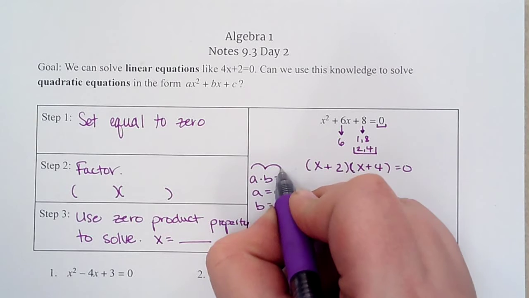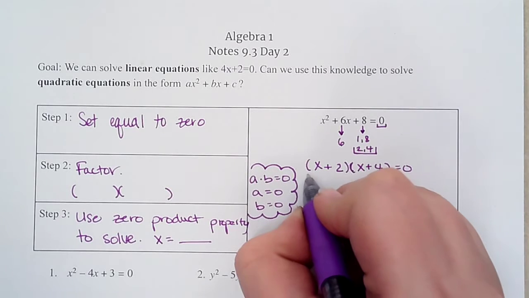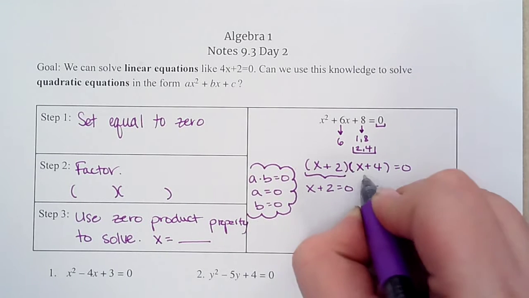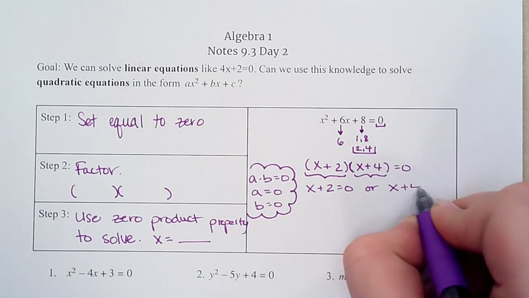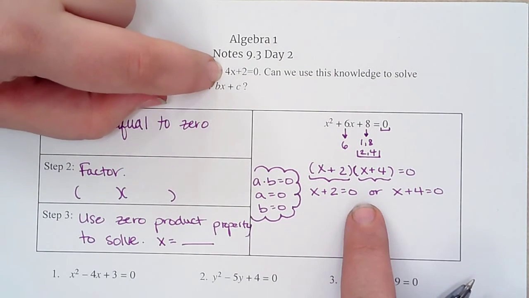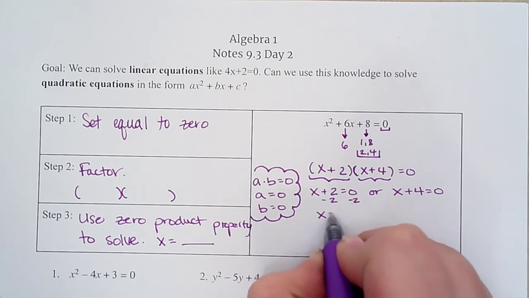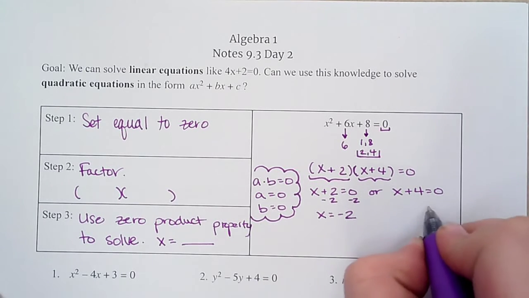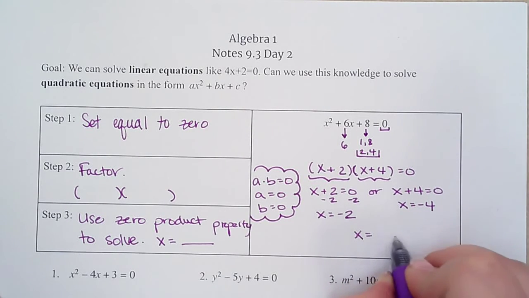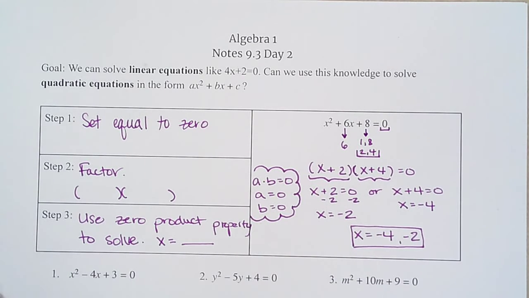So if we use this little side note, this means that either my first term equals 0, and I can say x plus 2 equals 0, or my second term equals 0, so x plus 4 equals 0. Now, this is the exact same thing as solving a linear equation. All we have to do is solve for x. So x is either negative 2 or x is negative 4. Final answer, x is either negative 4 or negative 2. However you want to write it is fine, as long as I can tell that there are two answers.